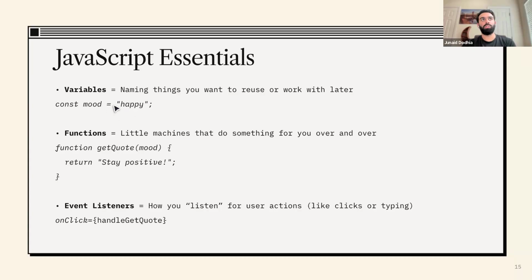So happy is a mood, so I've named this happy. And the semicolon is like a delimiter. Python does not have a semicolon, but JavaScript does. So it's just rules around the language. And so that's variables. Let me show you an example of variables in our code.